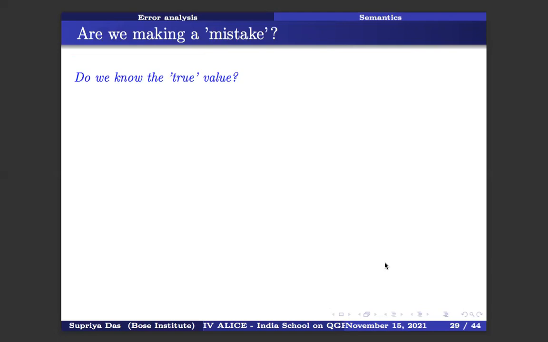My question is then, are we making a mistake? So I said I wanted to measure something, and then I say that I don't always measure the exact value. So are we making a mistake? But then my question would be, do we actually know the true value? We are doing an experiment. If we knew the true value, then we would not perform the experiment, right? You are doing an experiment to know the value. You do not know the true value.